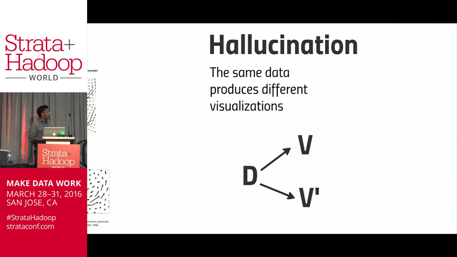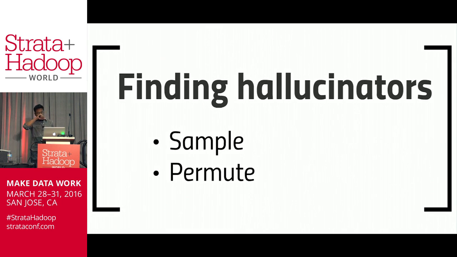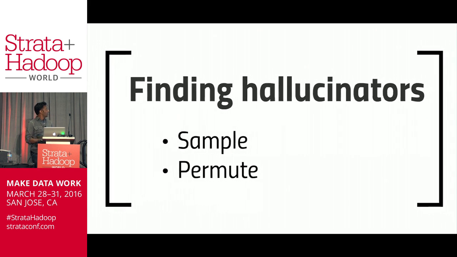So we talked about hallucination as a failure of invariance, and hallucinators are the data points that cause hallucinations in your visualization. The question is now, how do you find hallucinations? And the answer is that you provoke your data. You sample your data, you permute your data, and you see if your visualization changes. That's the key to finding hallucinators.